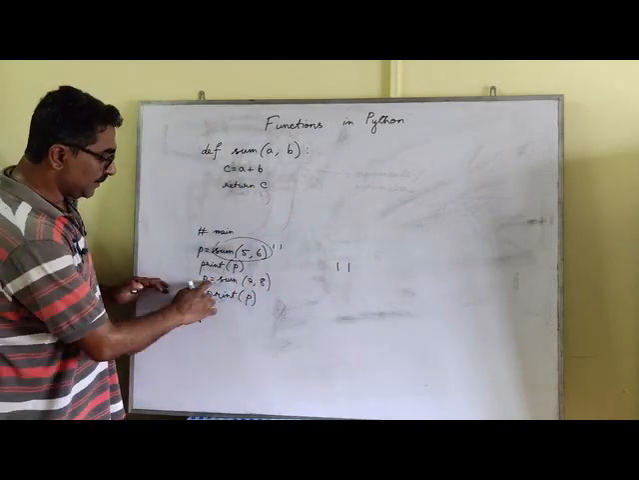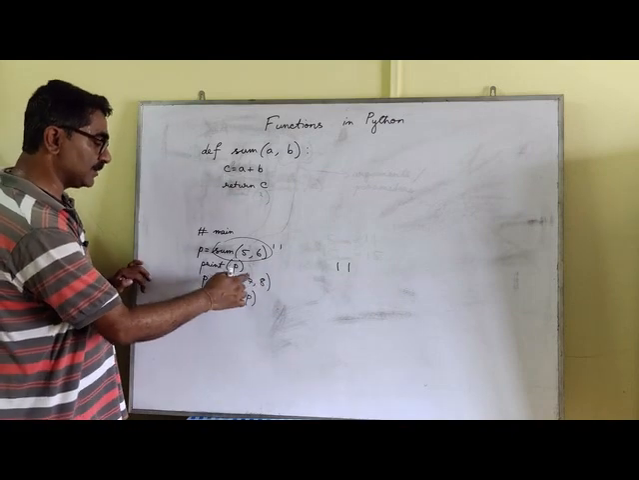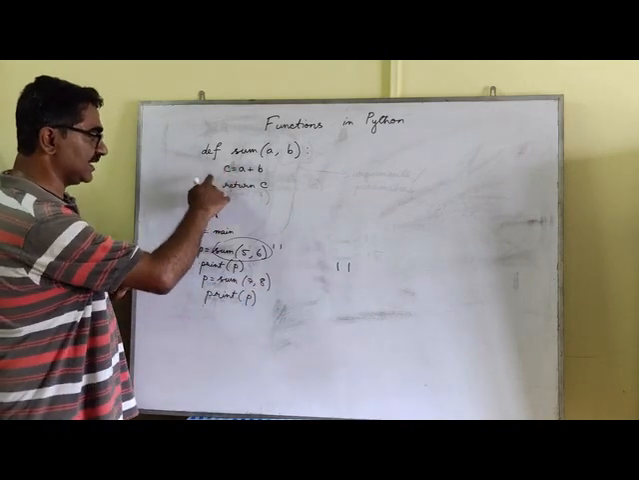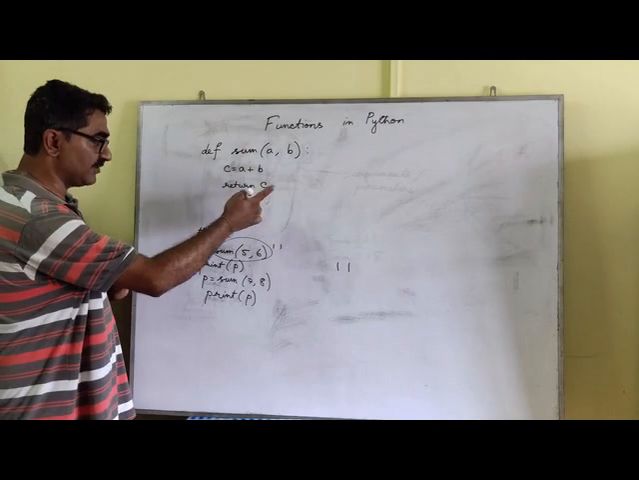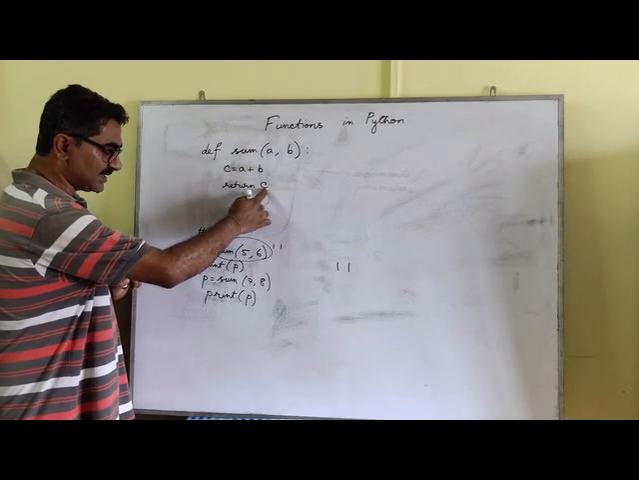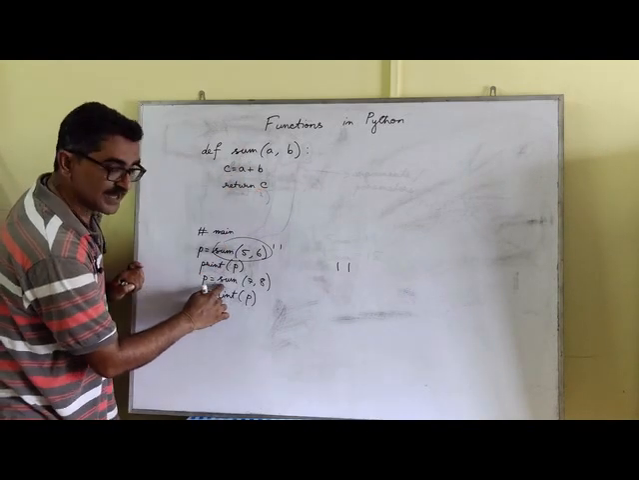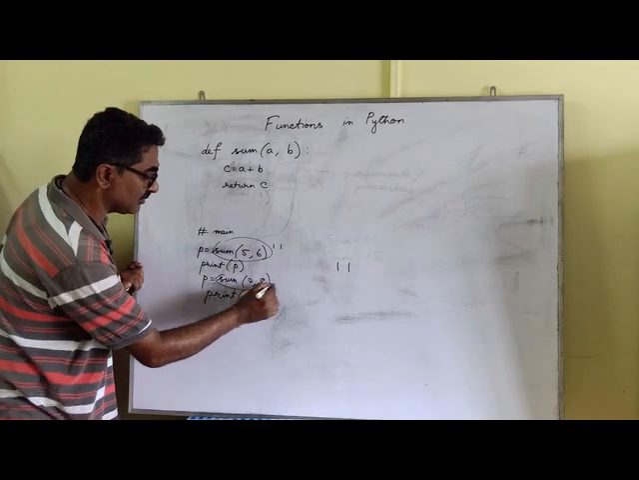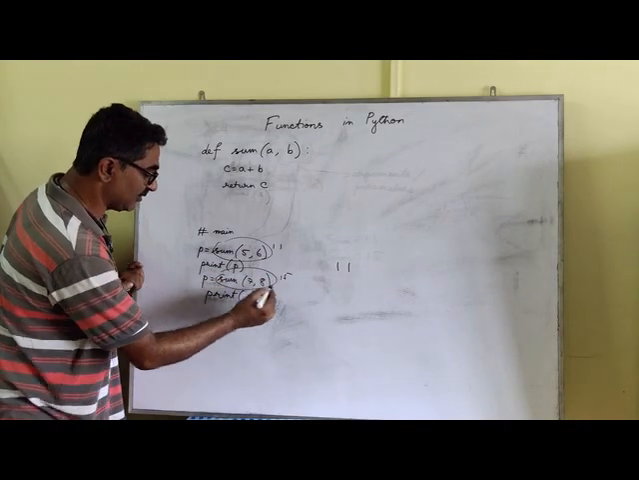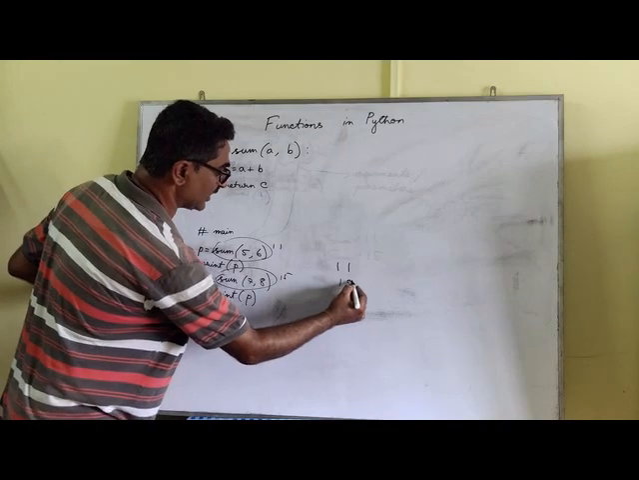Now look at this. P equal to sum 7 comma 8. Same thing happens. 7 goes to a, 8 goes to b. c equal to 7 plus 8, that is 15. Return c is going to return 15, where, to the place wherever it was called. So this place will be getting replaced by 15. So p will be 15. So print p is going to display 15.